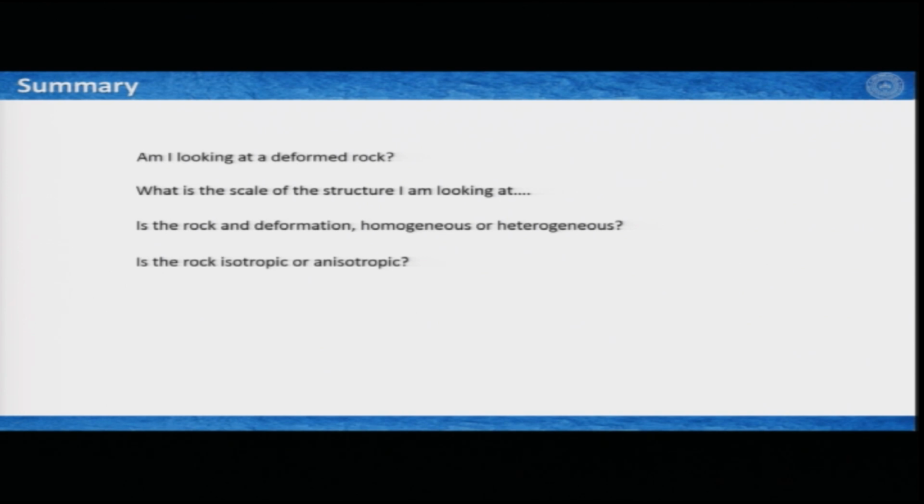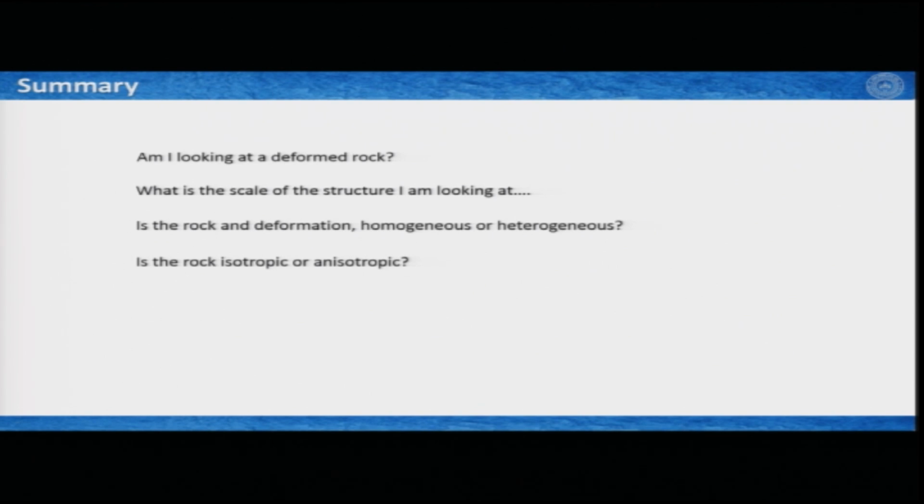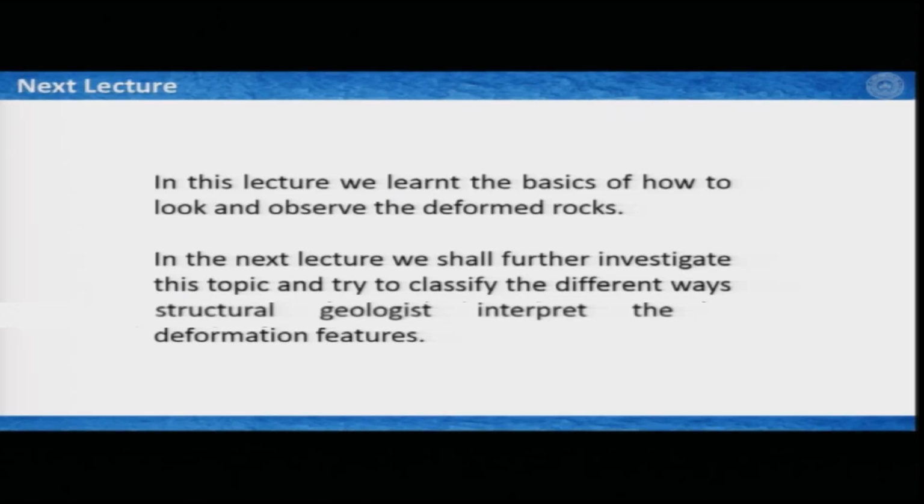So we are almost at the conclusion of this lecture, and what we learned is very important when you go to the field or when you see a photograph of a rock sample. The first question you should ask as a structural geologist is, am I looking at a deformed rock? And if yes, then what is the scale of the structure I am looking at? Are the rock deformation or different layers or different features that I am looking at homogeneous or heterogeneous, and is this rock isotropic or anisotropic? So with this note, I conclude this lecture, and in the next lecture we will mostly learn the different ways structural geologists approach looking at deformed rocks.